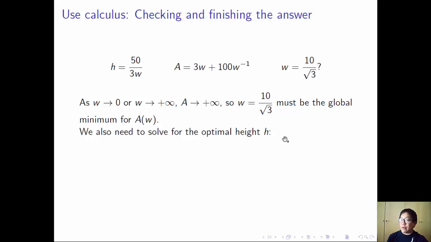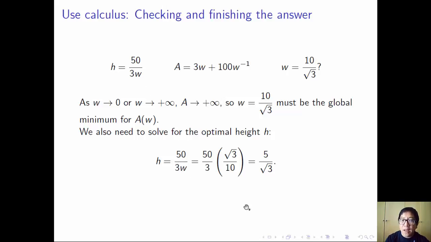Oh yeah, but what were we asked? Remember, the original question is to find the width and height that minimize the area. So we also need to solve for the optimal height h. Remember, h is equal to 50 over 3w. It says it right there. So this is 50 over 3 times the reciprocal of w, which is root 3 over 10. The 50 cancels out the 10 to leave a 5, and the 3 cancels out the square root of 3 to leave the square root of 3 in the bottom, and so h is equal to 5 over the square root of 3.